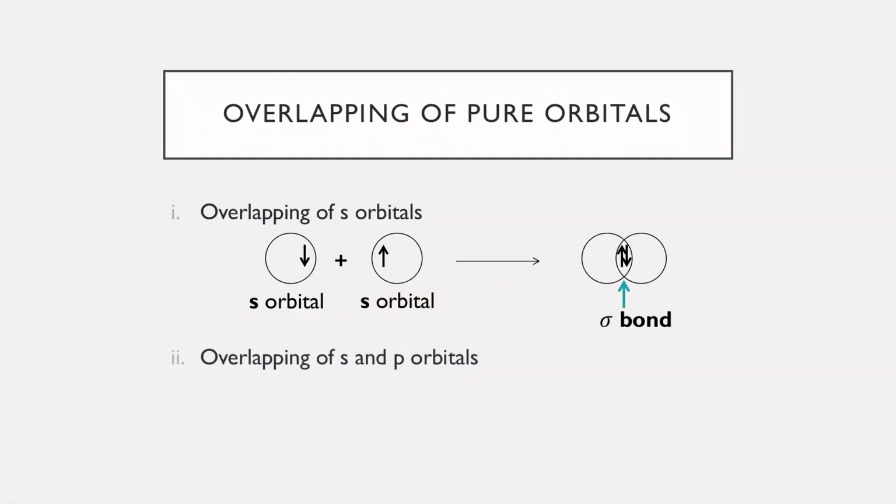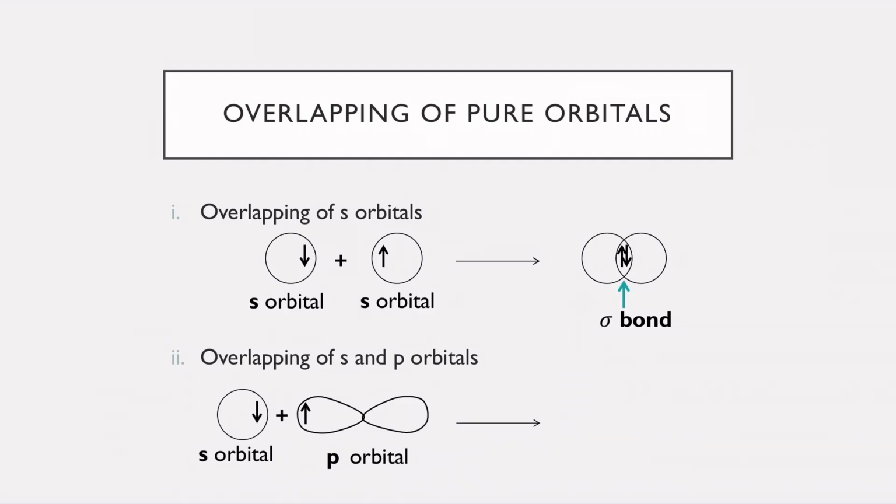Next way, you can form a sigma bond by overlapping s and p orbitals. When you overlap your s and p orbitals, end to end, hujung ke hujung, you will get a sigma bond here. So this is the end-to-end overlap, end to end, hujung of this p orbital.